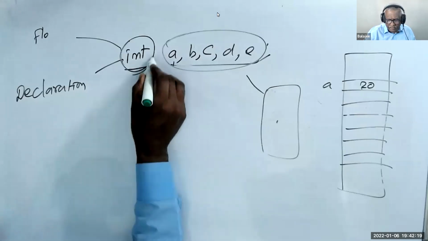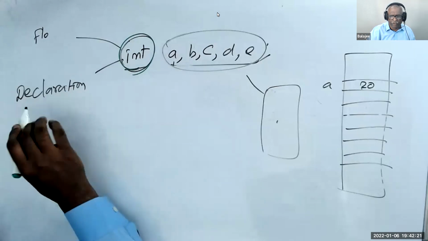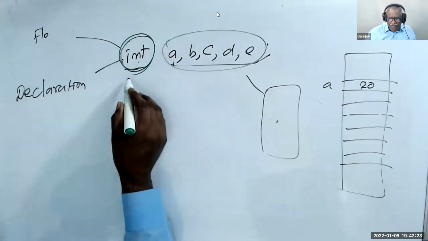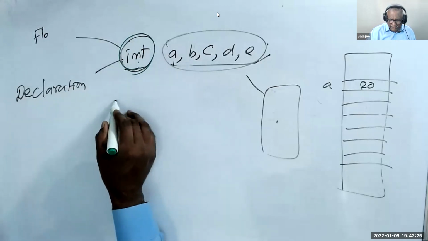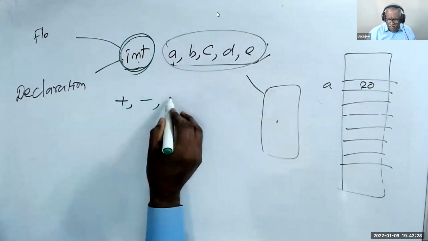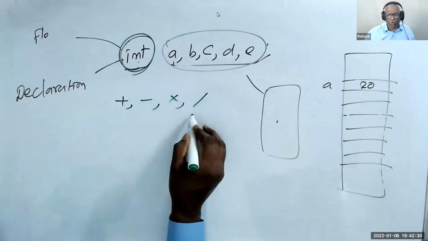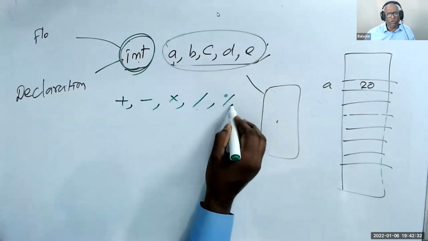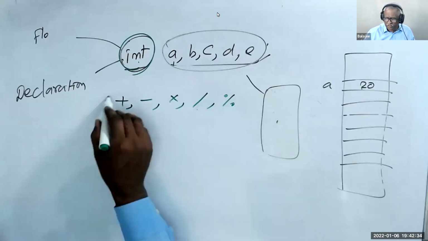So we are using integer in the declaration. Even though so many things are there, we use only integer. The same way in the operators, we use only addition, subtraction, multiplication, division quotient, and division modulus. There is division remainder. These 5 are enough.